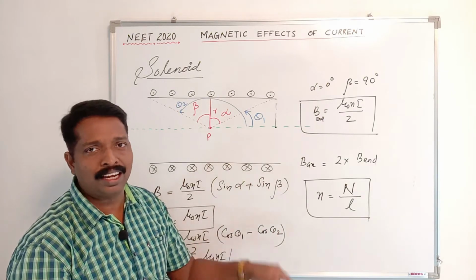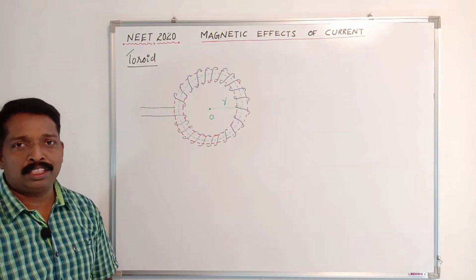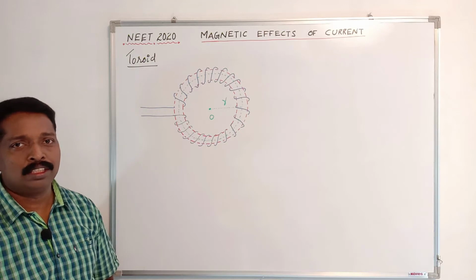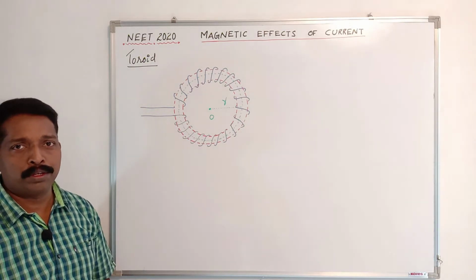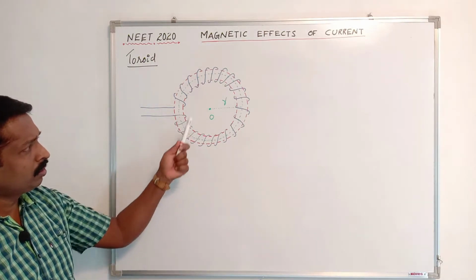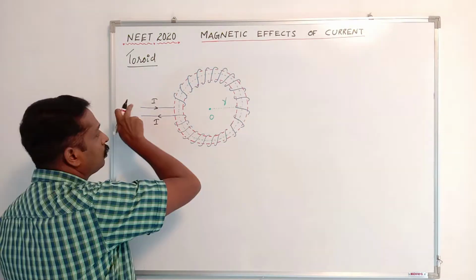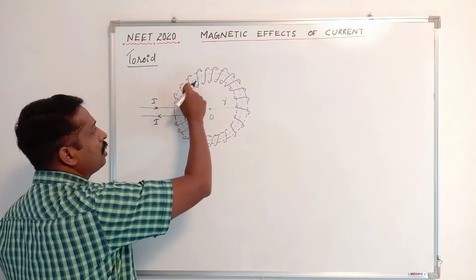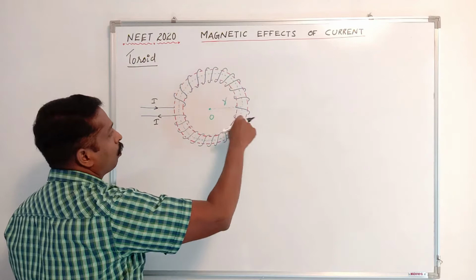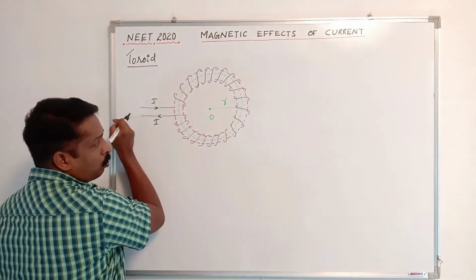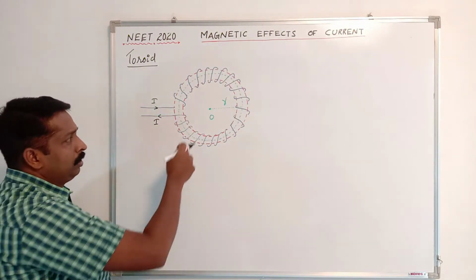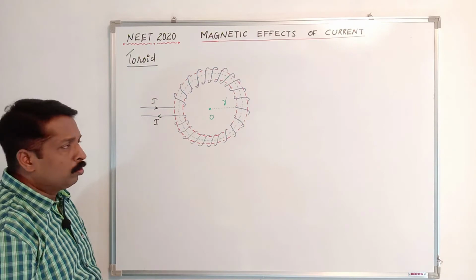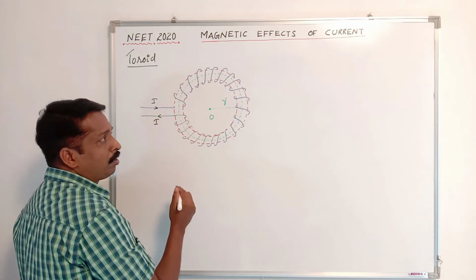If the length and number of turns are given in the question, then you have to take the number of turns per unit length. Okay, the next application of Ampere's circuital law is magnetic field due to a toroid. So this toroid is given here. So current enters from this end and rotates in the anti-clockwise direction and comes out. So the center of the toroid is taken as O, and R is average radius.